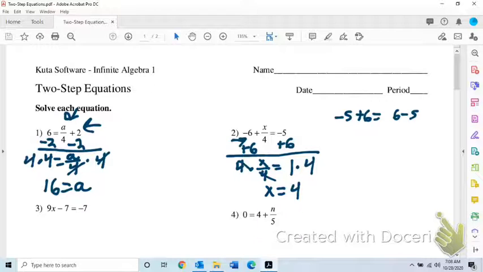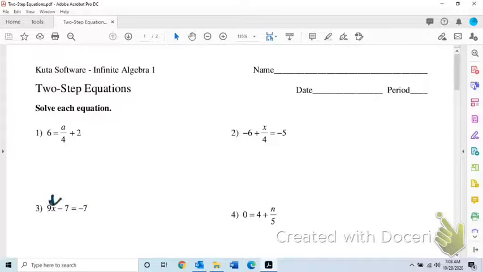Number 3. Again, we want to isolate our x. We want to move in from the outside. Notice that my arrow is from the outside, but really what that means is that this 7 is further away from the x. So that's the one we need to get rid of first. So I guess technically I should do the arrow that way. We're going to add 7 to both sides.